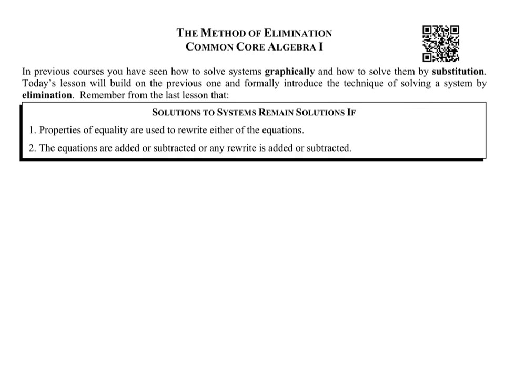All right, in the previous lesson, we talked about how to set up elimination. So today is more about just explicitly going over the method of elimination. We've already gone over systems graphically and with substitution. So remember from the last lesson that the properties of equality are used to rewrite either of the equations, and the equations are added or subtracted, or any rewrite is added or subtracted. So you're constantly making the two equations into a giant addition problem.